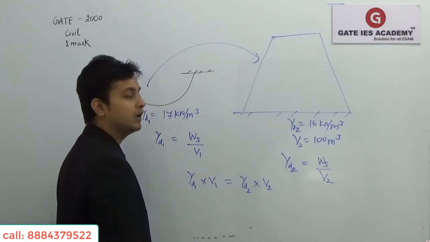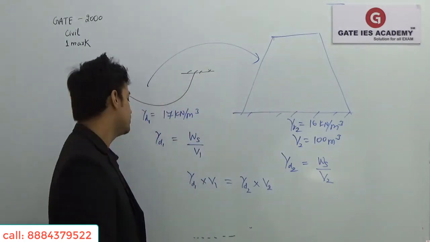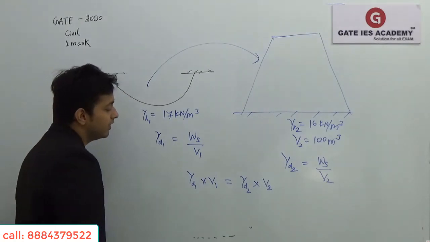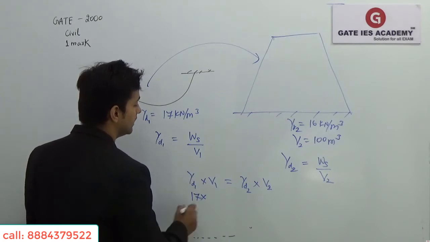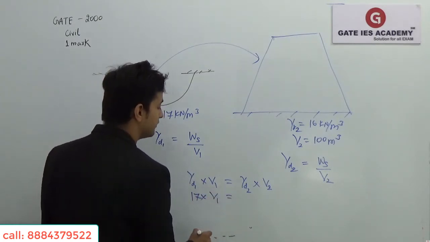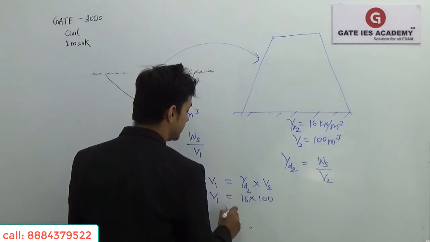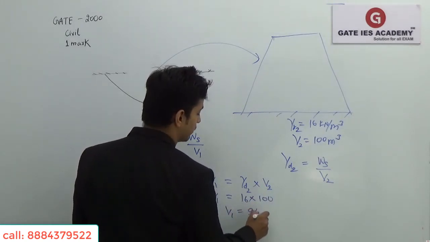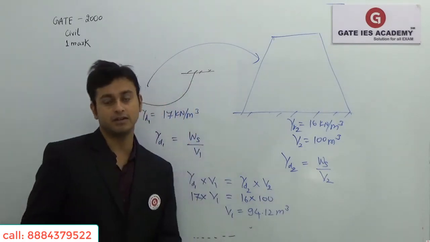If I equate the Ws, because the solids from here will be transported to here. So now my gamma d1 is given as 17, into V1, which we have to calculate, and that will be equal to 16 into 100. So from here V1 is coming out to be 94.12 meter cube, as this is given in meter cube.